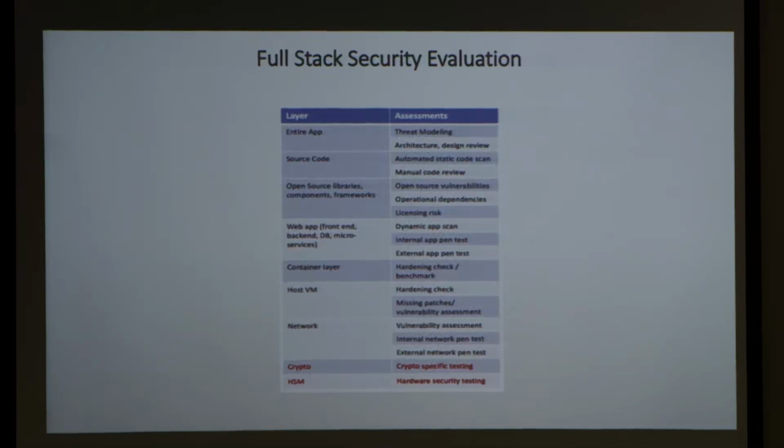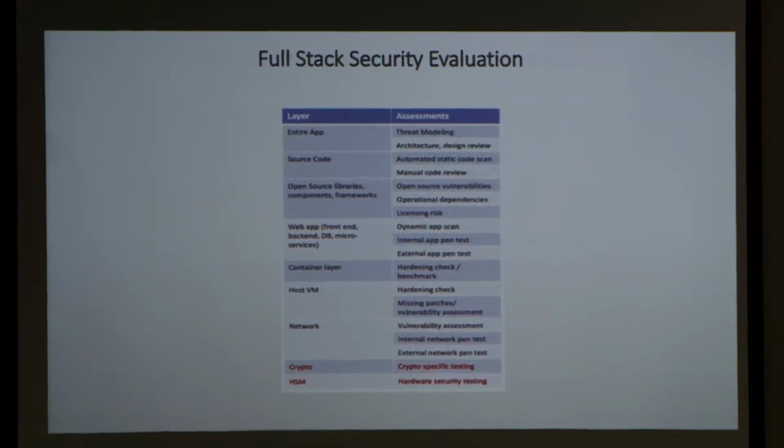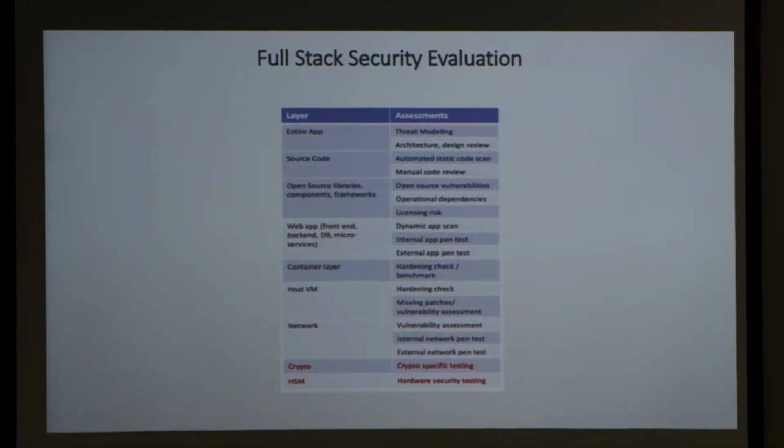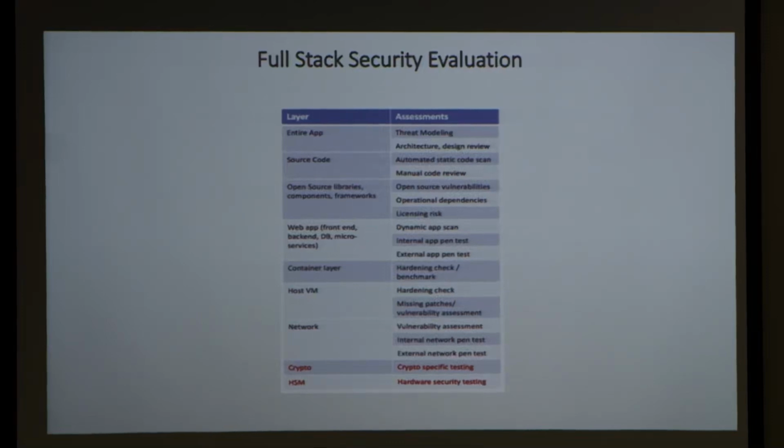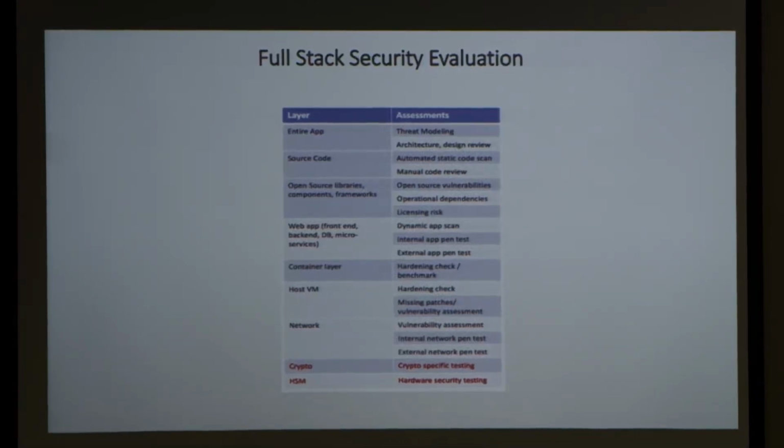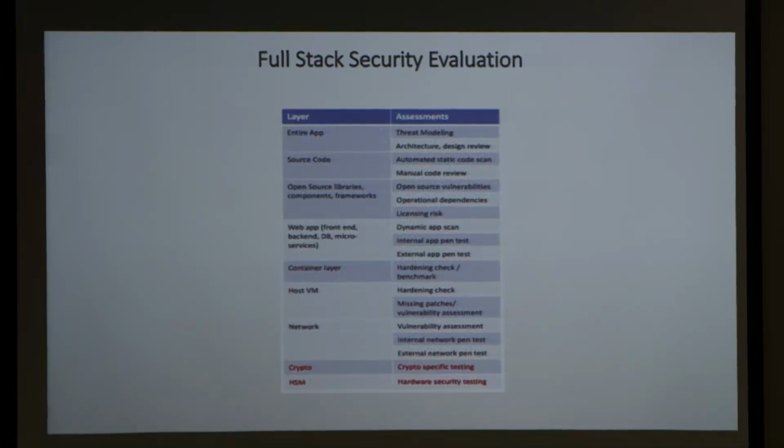Then at the web application front-end stack level, we do a dynamic app scan, maybe conduct an internal pen test and then an external pen test. At the container level, we do hardening checks. Maybe if you're very proactive, you run the CIS benchmark agent every time you start your Docker container. Then at the host VM level, same stuff: we look for hardening checks, missing patches, and we do vulnerability assessment, internal and external, same with the network stack. If your product is using crypto, then we do crypto-specific testing, HSM-specific testing.